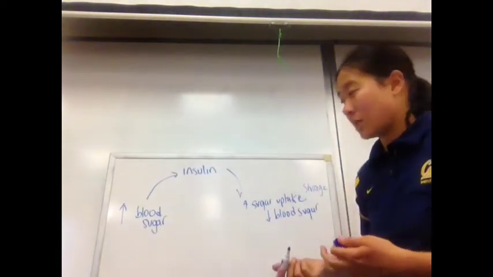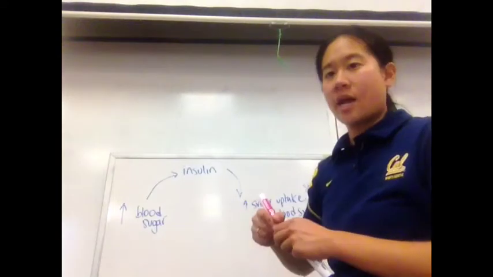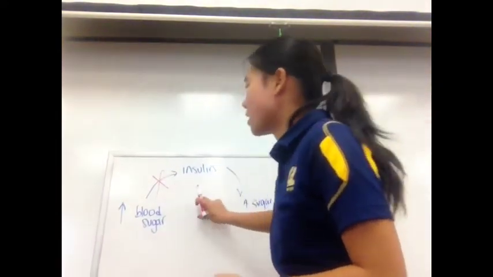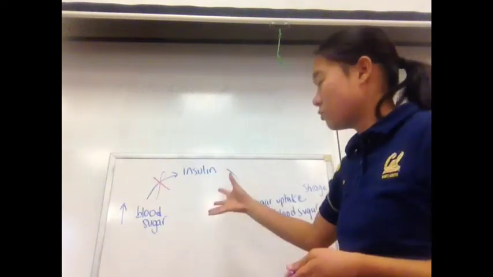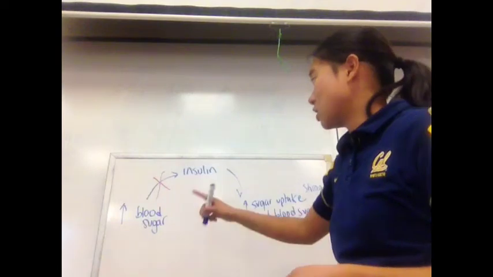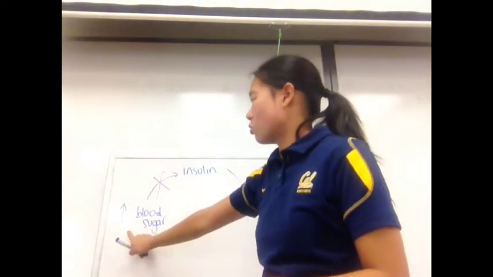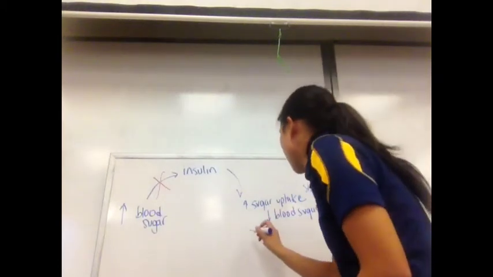So the problem in diabetes is when this is cut out. In diabetes, you don't have insulin. For some reason, a virus may have infected you, you don't have insulin. So what happens? Instead of your body increasing insulin, your blood sugar stays high. So that was one of the big tests for diabetes.